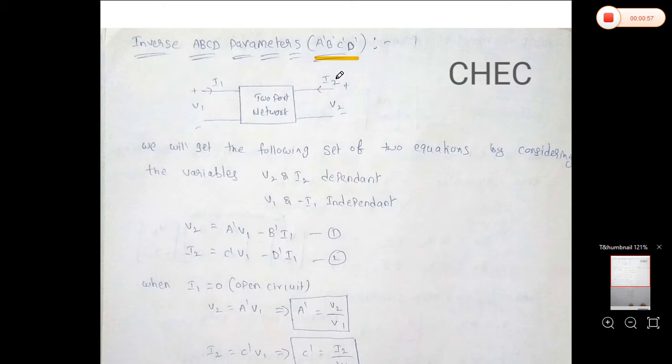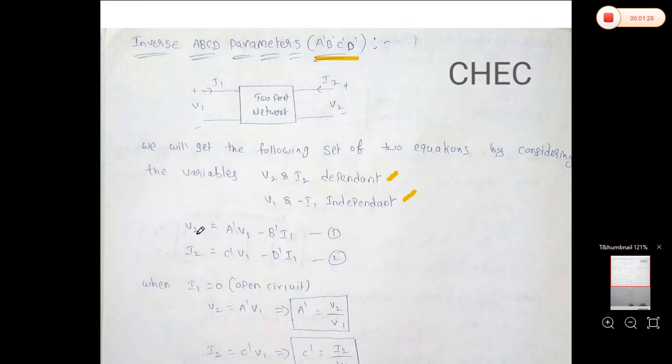So from this we can get the set of equations like this. Here we have v2 and i2 in terms of v1 and i1, just the inverse of ABCD. Previously, in the case of ABCD, we had v1 and i1 in terms of v2 and i2, but in the case of inverse ABCD, v2 and i2 are dependent and v1 and i1 are independent, right?